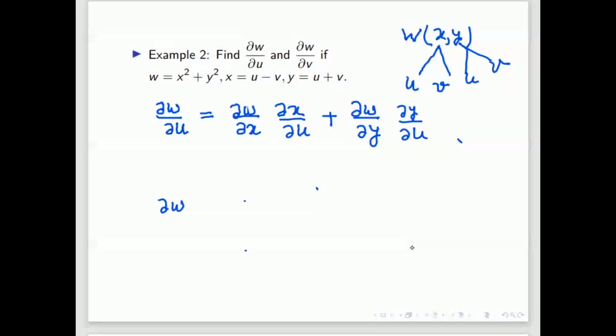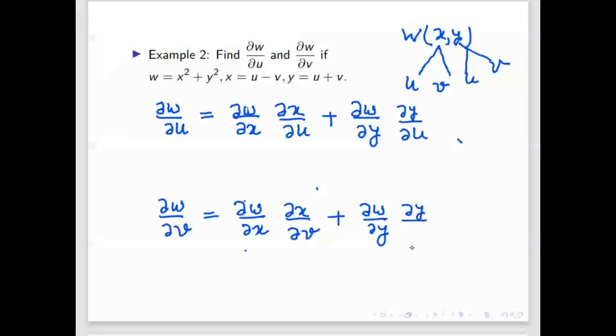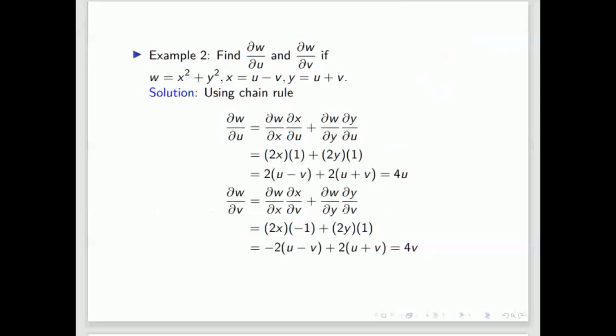Similarly, we can calculate del w by del v. Instead of u, it will become v. After putting all those values, we'll get the answer in terms of u and v. So the first one will give 4 times u, and the second one will give 4 times v. So now one more question I will give.